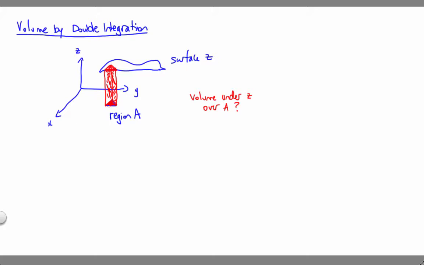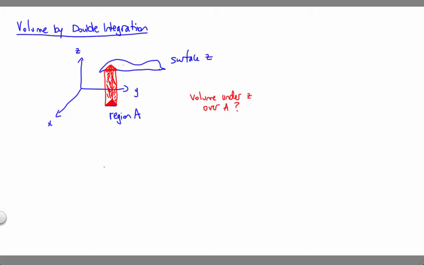So I should point out, just to clarify the picture, that the base here is going to be completely flat. The base is sitting in the XY plane, whereas the top may be very curvy because we're talking about a surface in 3D here that's forming the top boundary of that volume.